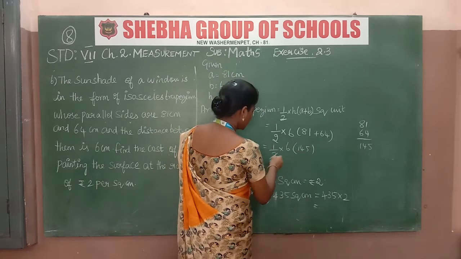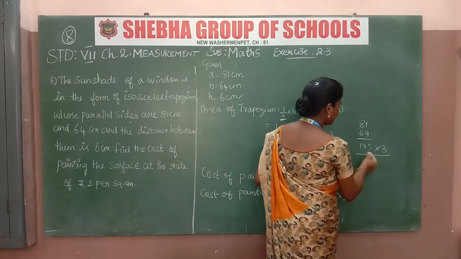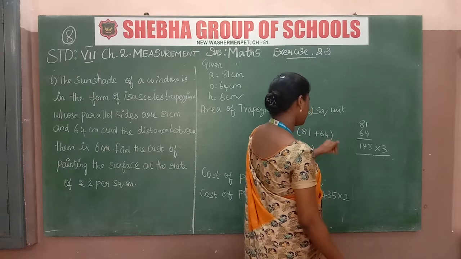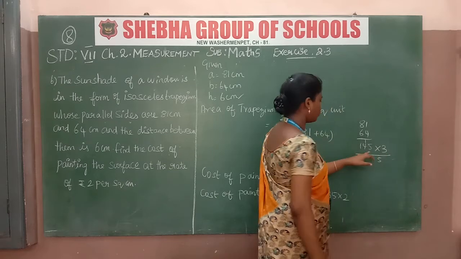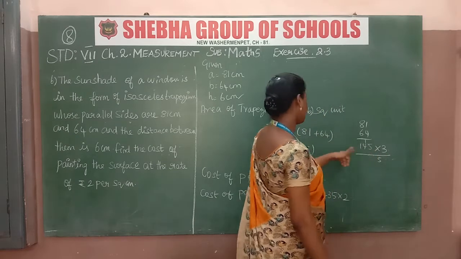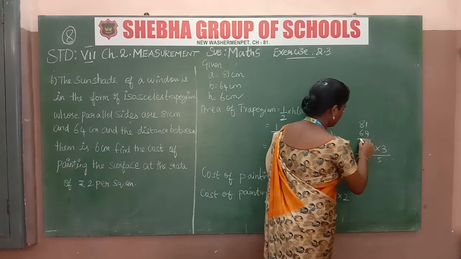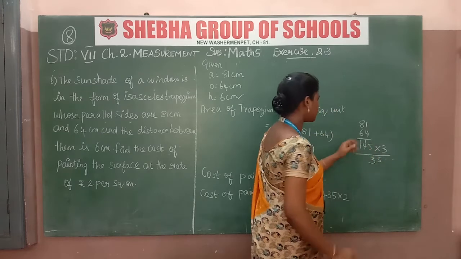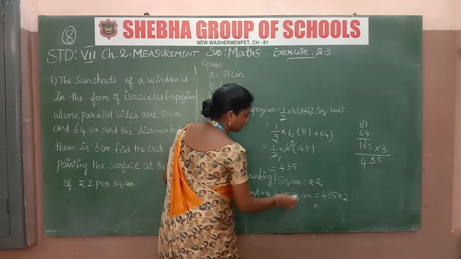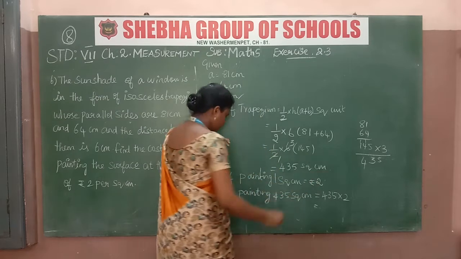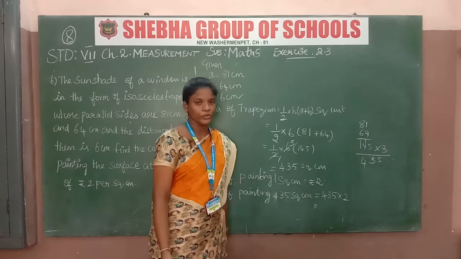We have to cancel it, 2 ones are 2, 2 threes are 6, then 145 into 3, we have to multiply. 3 fives are 15, 3 fours are 12, 12 plus 1 is 13, 3 ones are 3, 3 plus 1 is 4. So the value is 435 square centimeter.